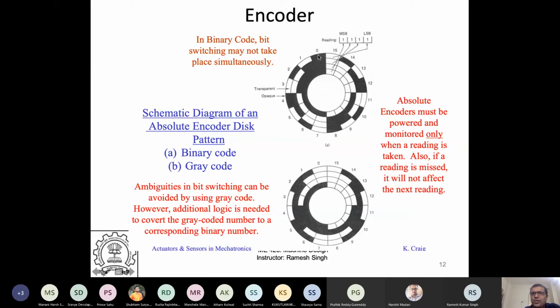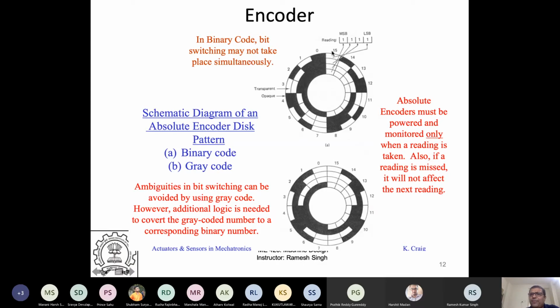So my 0, 0 is all 4 dark, right? My 1 is first bright, all 3 dark. Second is second bright, all 3 dark. Third is first bright, second bright, all other 2 dark. So I can have all these unique combinations. Now the beauty of this kind of a system is every location is now uniquely coded. So I know the exact position where I am.